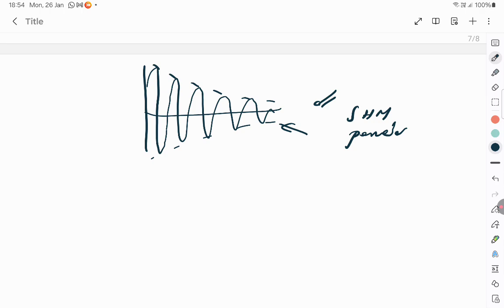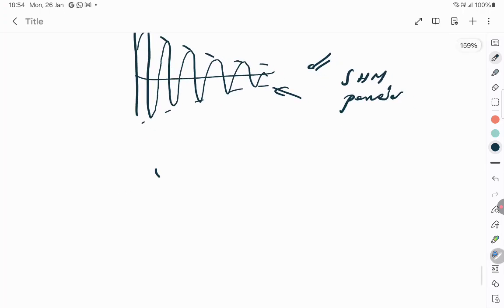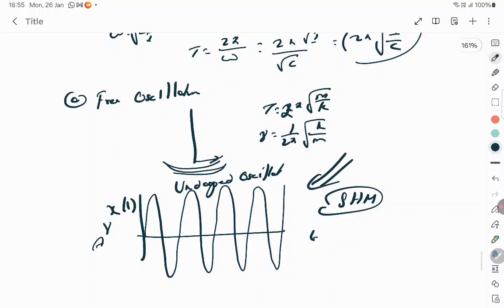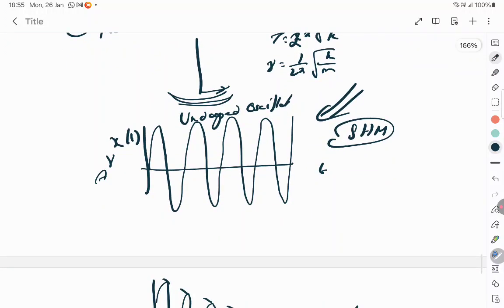So what are maintained oscillations? To an oscillating system, energy is continuously supplied. You supply external energy and artificially make it oscillate, even if there is air resistance, making sure it is sustained. Such oscillations are called maintained oscillations. The system oscillates with its own natural frequency again, but the only thing is you are giving an external supply of energy to it. So that's about this.